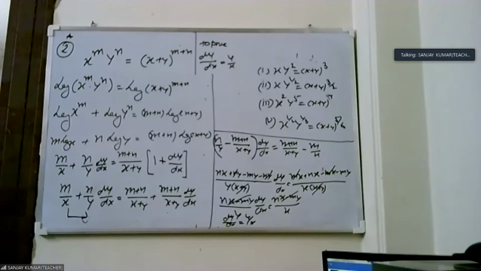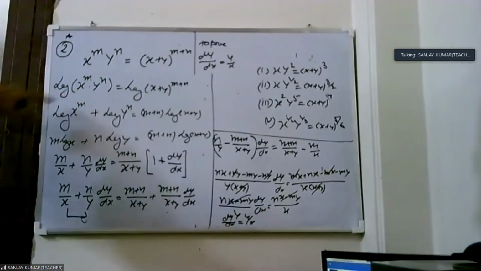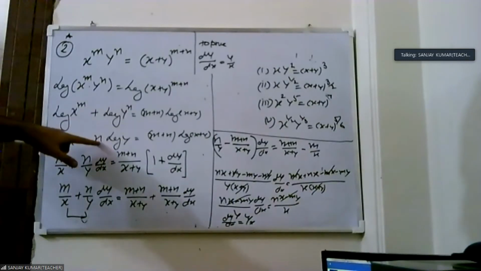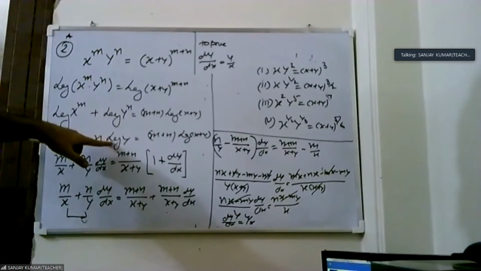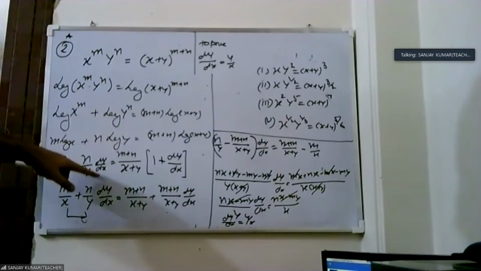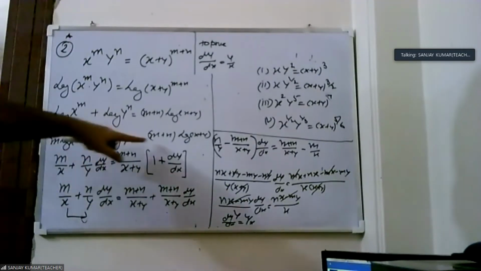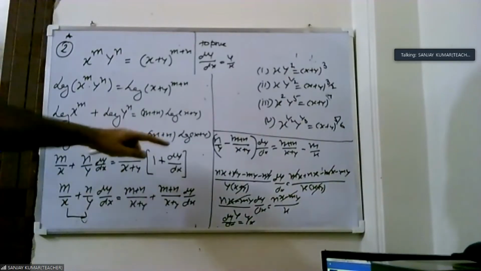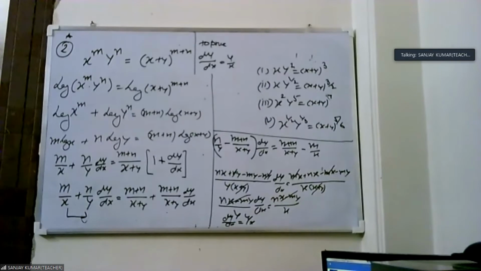That is log x to the power m plus log y to the power n. Now this is m log x, because the power comes in front, then n log y. Now we differentiate this: m by x plus n by y into the differential of log y, which is 1 upon y dy by dx. Then we start this way. Now this is log of x plus y, that is 1 upon x plus y into the differentiation of x plus y, which is 1 plus dy by dx.